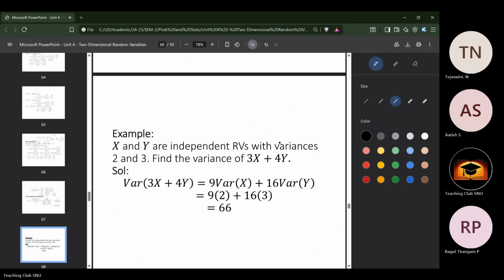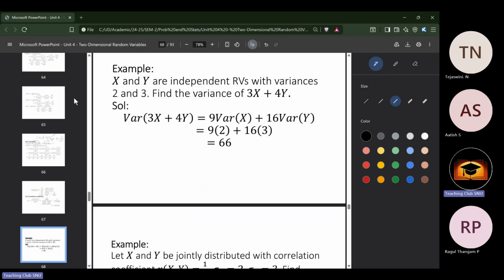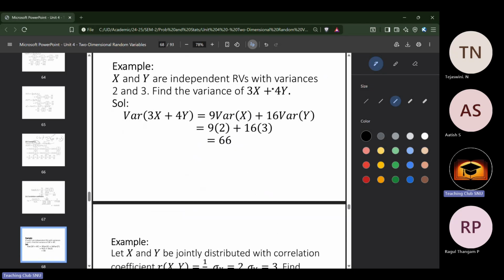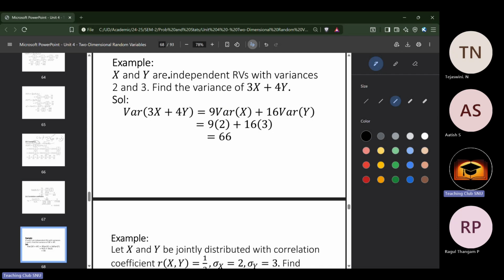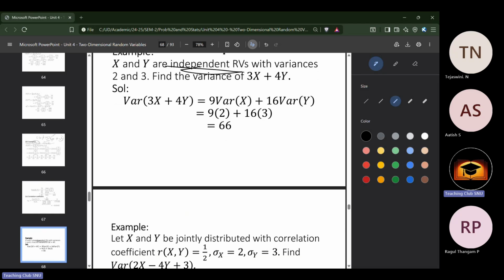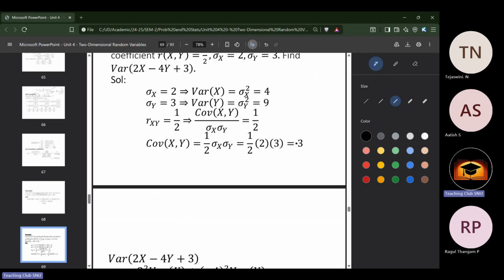Simple, right? So, X and Y are independent random variables, variances 2 and 3. Find the variance of 3x plus 4y. Variance of 3x plus 4y will be what? 3 square variance of x plus 4 square variance of y. That is the property, right? They're independent random variables, so the covariance will be 0. That plus 2 covariance of x comma y will not come here. So 9 into, they have given us variances, you can just substitute it and get it. Just try solving this.